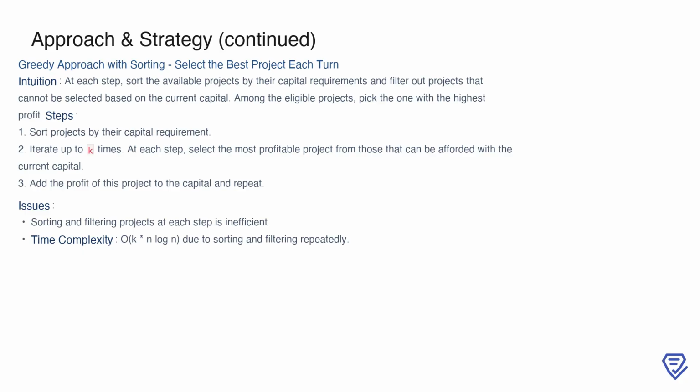Once filtered, we choose the project with the highest profit among the eligible ones, add its profit to our capital, and repeat this process up to k times. While this approach is more structured than brute force, it has its own inefficiencies. Sorting projects and filtering them repeatedly for each project selection is computationally expensive. Specifically, the time complexity for this approach is k*n log n, as we sort and filter the projects multiple times during the selection process. This makes it inefficient for large inputs, though it is still an improvement over exhaustive simulation.